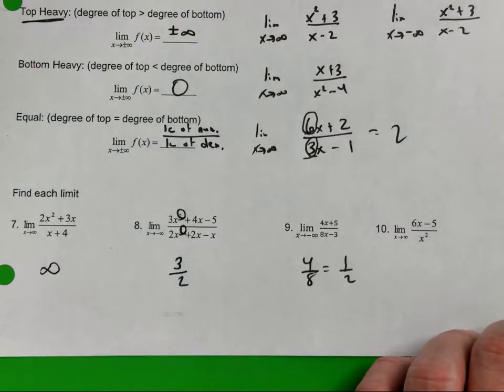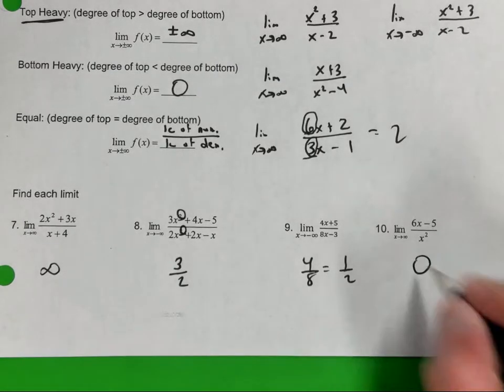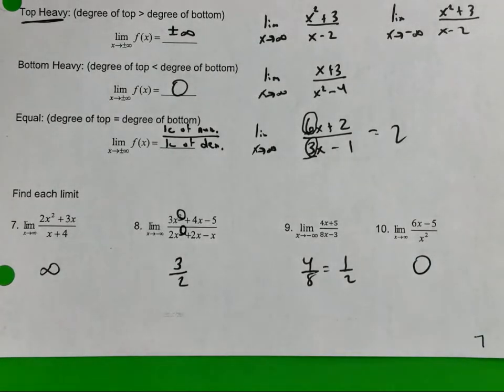Number 10. What's your degree in the numerator? Degree in numerator. Degree in denominator. It's bottom heavy, so what's your answer? There's your limit. That's as hard as it gets. We just covered everything that's on your test. We're just reviewing every day. Are we all good? How do you feel about determining limits at infinity?